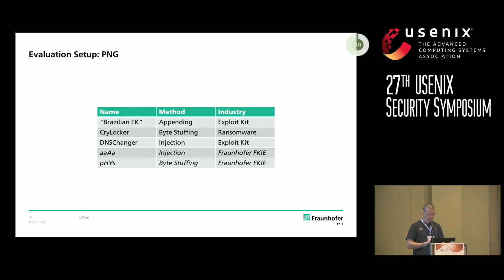So for PNG, we had 3 malware families. We added 2 more methods, one injection-based approach and one byte-stuffing approach. As you can see, there's the CryLocker, which basically uses a variation of the byte-stuffing approach. And again, that was a malware that creates broken files, and we thought, okay, we should really have a sample that does not create broken files here.